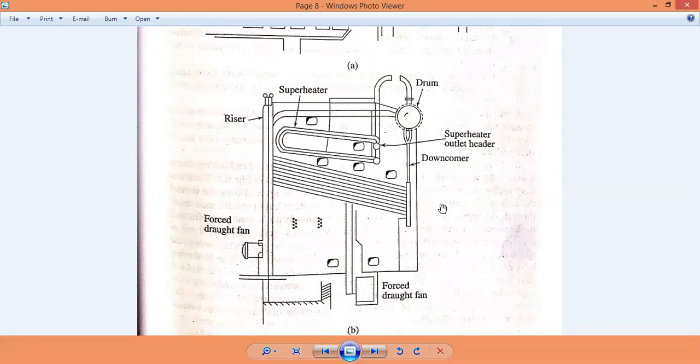Both are at the downcomer. First, from the drum, water comes out and goes to the tubes, and from the riser it goes up to the superheater tubes and moves out through the vent.